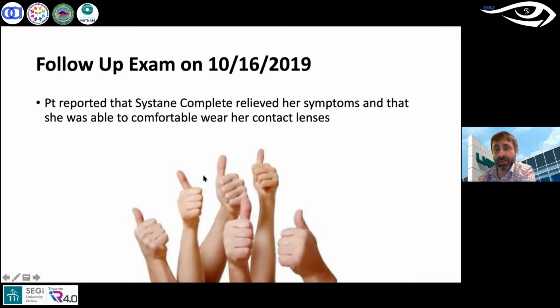The patient went away for a few months. That happens with happy people, but we got her back in 3 months later, and she reported that she was happy with her Sustain Complete. She said that it relieved her symptoms and that she was overall comfortable with her contact lenses. So I've seen her since, and she's still doing well.